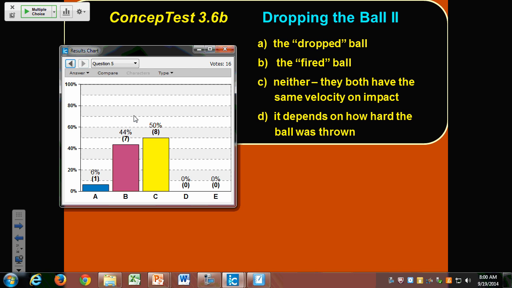So when they get to the bottom, now here's one ball, here's another. This one goes like this. This one just goes like this. At the bottom, they have the same velocity in the y direction. All right, but this one has an additional velocity in the x direction. So that's going to give it an extra speed. So B is the right answer.